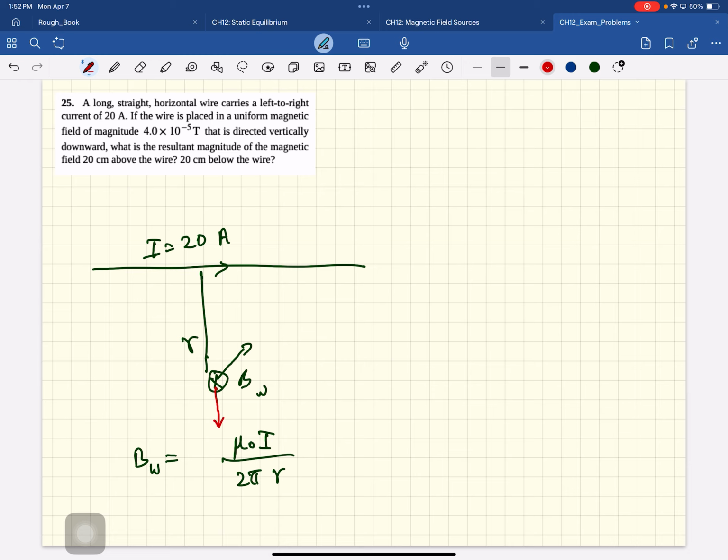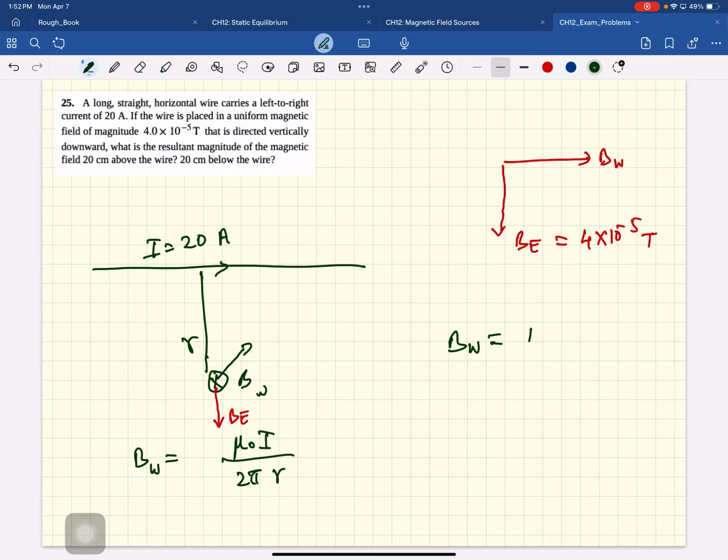So this is the external field. Okay, now let's look at it sideways. So there is the field due to the wire, and there is the external field. Okay, they're perpendicular to each other. So this external field is 4 times 10 to the minus 5 Tesla. Let's calculate the magnitude of the magnetic field of the wire.